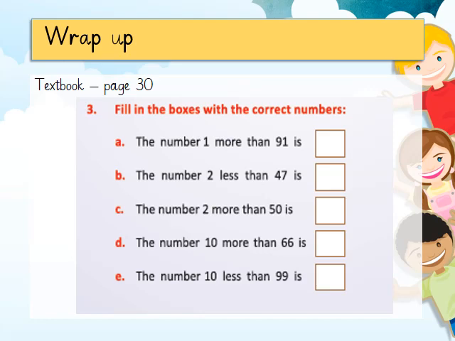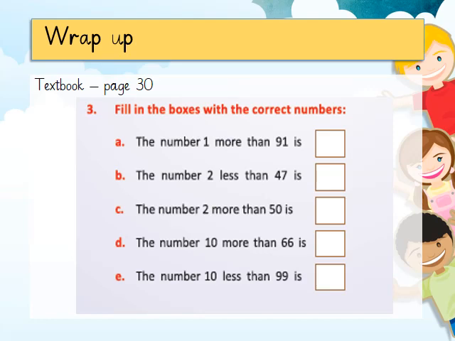Part A. The number 1 more than 91. Yes, you have to add 1 to 91. Yes, answer is 92. The number 2 less than 47. You have to count backwards. Yes. The answer is 45. Correct. The number 2 more than 50. Yes, more than means you have to add up. Add 2 to 50 and it will become, yes, 52.